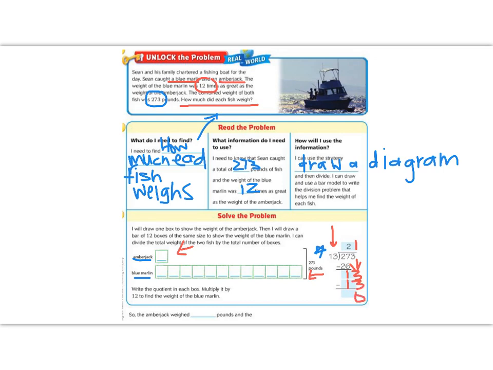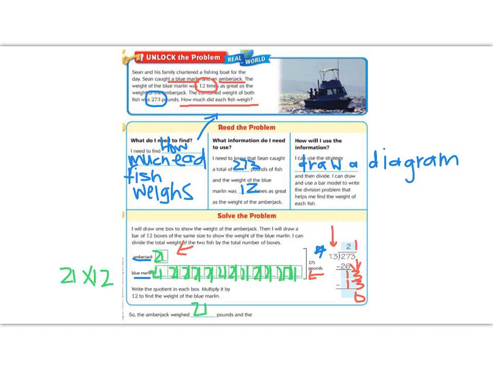So that means that 21 is not my answer, but 21 is how much can fit into each one of these boxes. So the amberjack is 21, but the blue marlin is 21, 21, 21, and so on. Every single box is worth 21. So that means that it is 21 times 12, because it's 12 times as many. So the amberjack only weighed 21 pounds, and I'm missing the next line, but we need to figure out how much the blue marlin weighed.